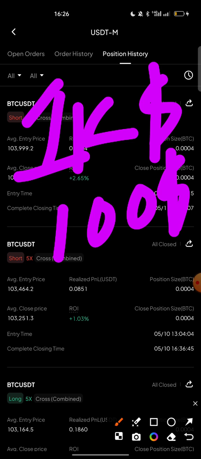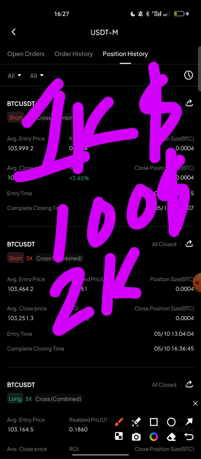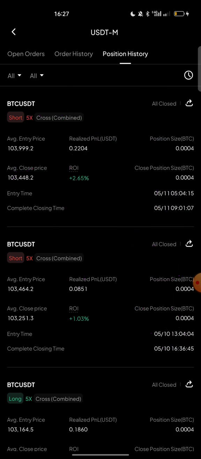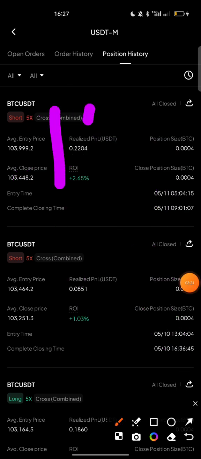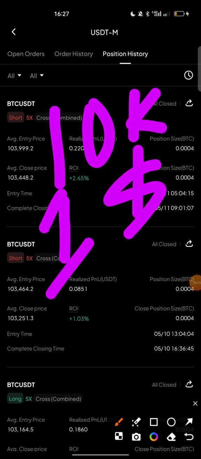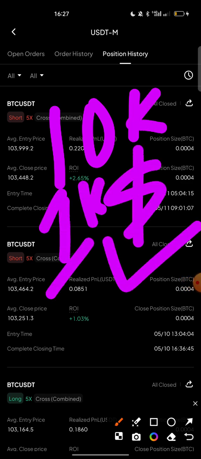This is a safe trade. Now if you have 2k to trade, the 10% I've just made within the week is around $200. Not bad. Now if you have 10k upward to trade, the 10% is 1k profit. The bigger your capital, the bigger the profit.